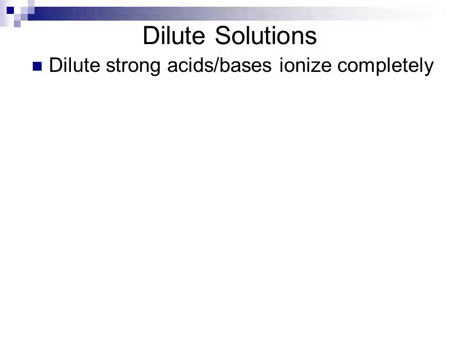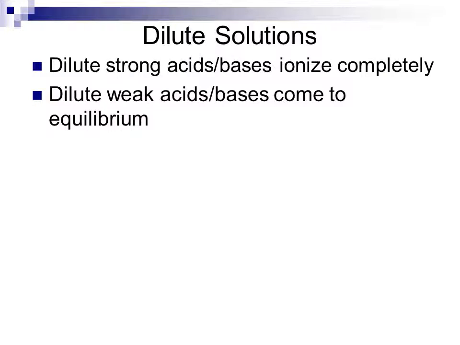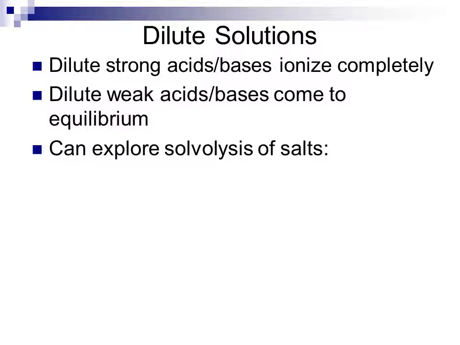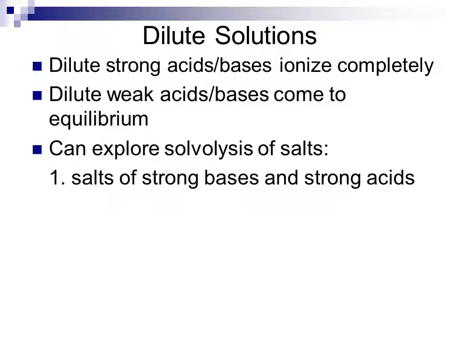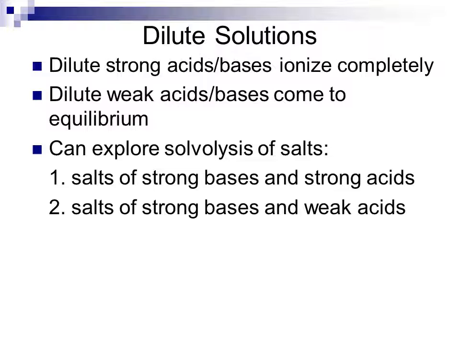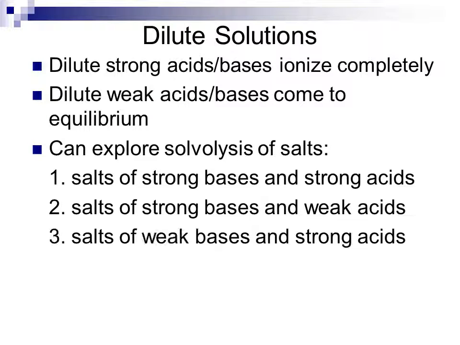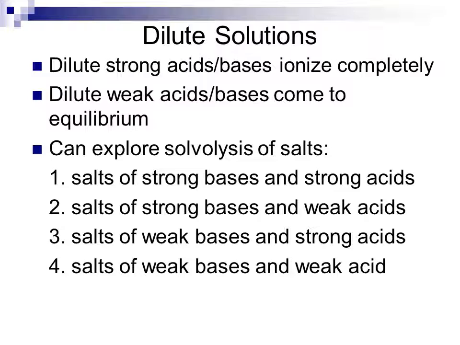Looking at dilute solutions of these salts, dilute strong acids and bases will ionize completely. Dilute weak acids and bases will come to an equilibrium. We can explore the solvolysis of salts that form from acids and bases in terms of strong acids, weak acids, strong bases, and weak bases. A salt of a strong base and a strong acid is one possibility. A salt of a strong base and a weak acid is a second possibility. A salt of a weak base and a strong acid is a third, and a salt of a weak base and a weak acid is a fourth.